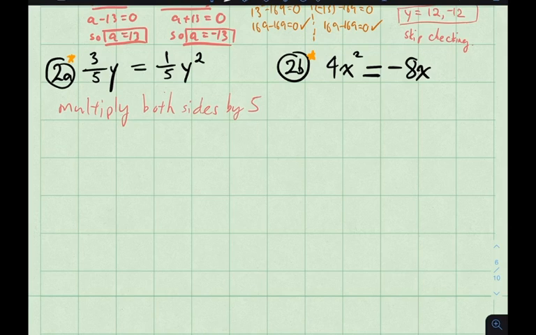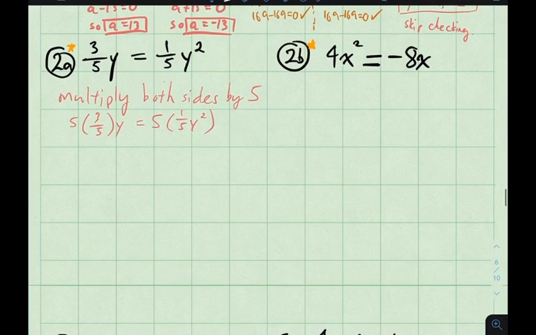So when you do that, it will look like 5 times 3/5 y equals 5 times 1/5 y squared. 5 divided by 5 makes 1, so we're left with 3y equals y squared.